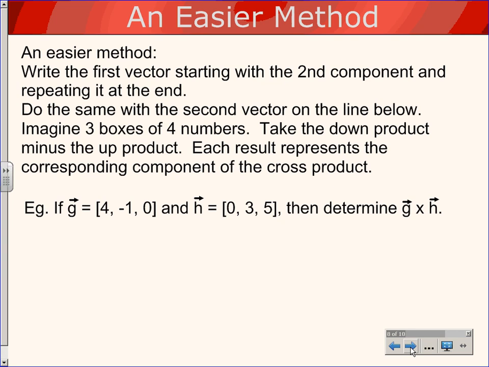Write the first vector, start with it. Anyway, let me just show you. This is what it looks like. What you do is I'm going to take vector g, and I'm going to write vector g down, but I'm going to start at the second number. So I start with the -1, then the 0, then loop back to 4, and then I write the -1 down again. Okay, so I've written vector g, starting at the second component and repeating the second component at the end. Do the same thing for h. So you go 3, then 5, then 0, and then 3 again.